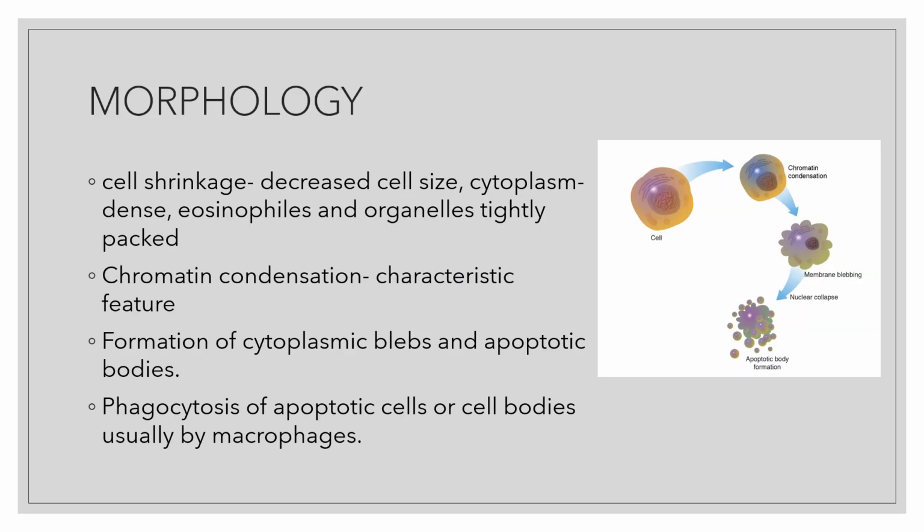The next is the morphology. So what all can we see in an apoptotic cell? Firstly, we will see cell shrinkage. Why would we notice cell shrinkage? It is because the cytoplasm becomes dense. There is a decrease in the size of the cell. Then we can see increased eosinophilia in it, and the organelles get tightly packed in the cell. So that's what happens in cell shrinkage. And then there is chromatin condensation. We can see over here the chromatin condensation is the characteristic feature that the cell is undergoing apoptosis. Then there is the formation of cytoplasmic blebs and apoptotic bodies, and then phagocytosis occurs.